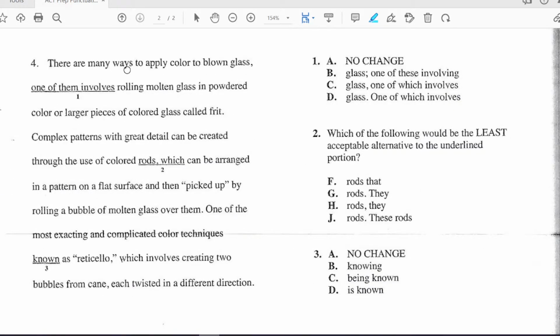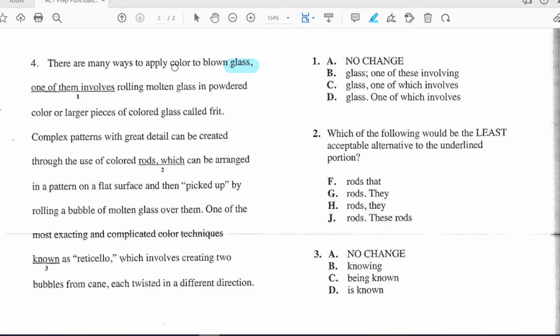So there are many ways to apply color to blown glass, comma. One of them involves rolling molten glass in powdered color or larger pieces of colored glass called frit. This one, I will be honest, threw me off a little bit because I wasn't reading very carefully. And also because they didn't underline everything that they wanted underlined.